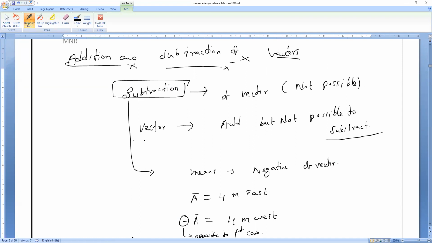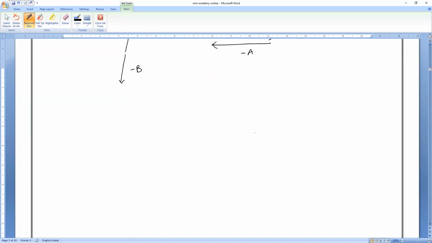But what can we do, guys? We can add the vector. So I will give you two vectors now. For example, one is vector A and another one is minus vector B. We know that we cannot subtract it. Only what we can do? We can add the vector. So A plus minus B. That is what addition of vectors. That is what you have to remember. So let us see how to find it.